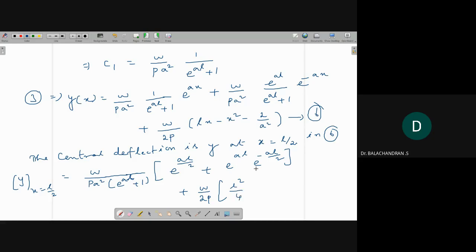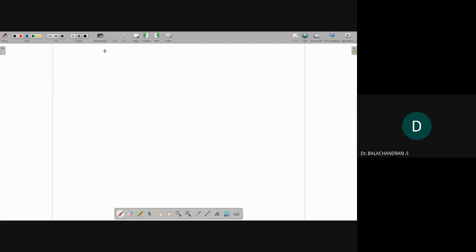Okay, L square by 2, L square by 2 minus L square by 4 minus 2 by A square. Okay, so this is nothing but what? e power AL by 2. So here also e power AL by 2, so 2 times e power AL by 2. So the next page I will write.